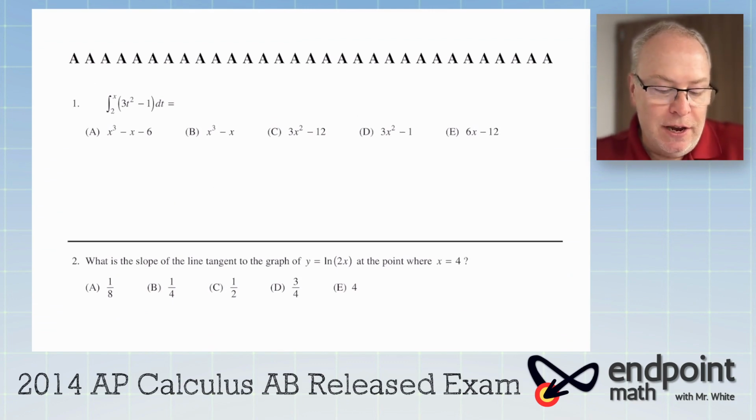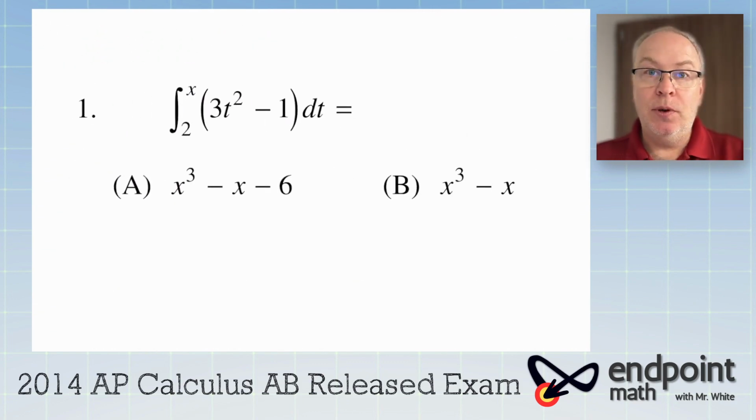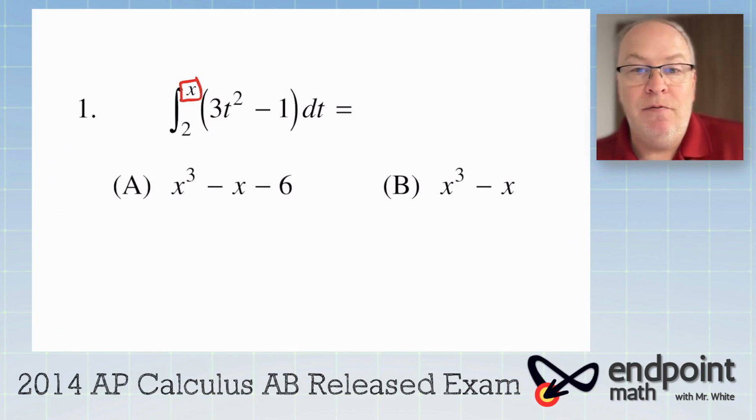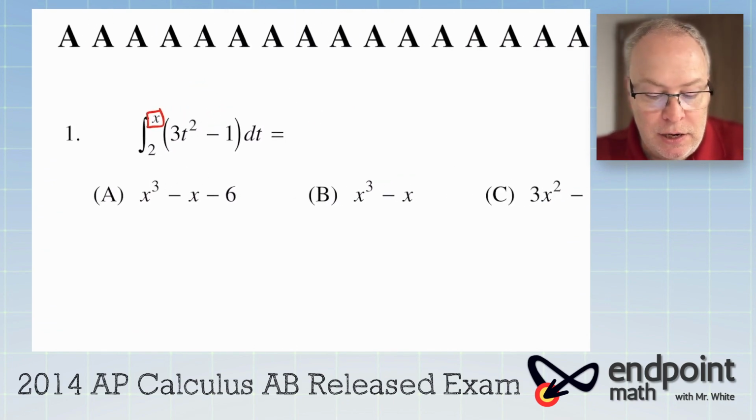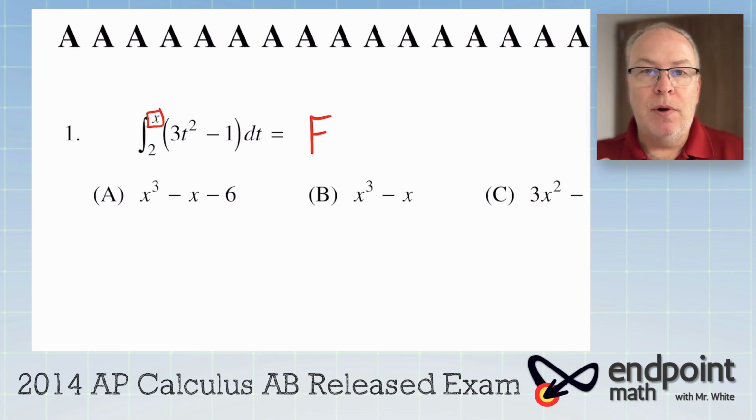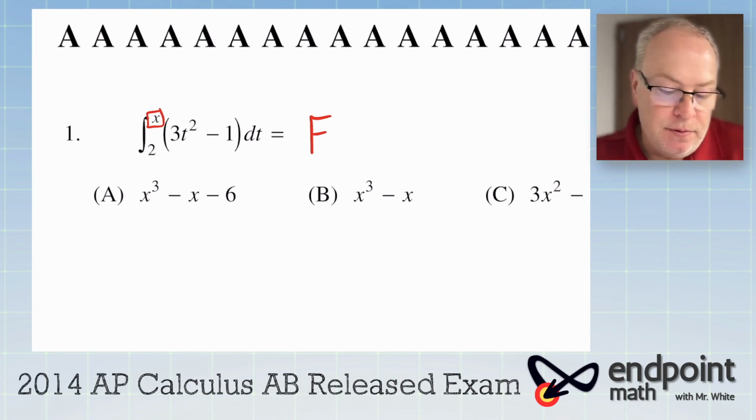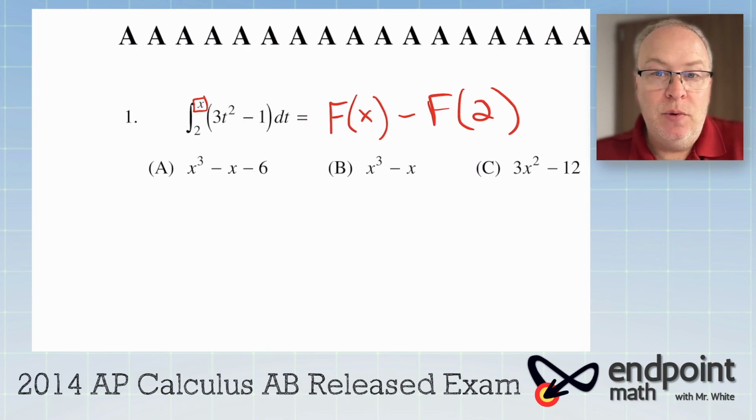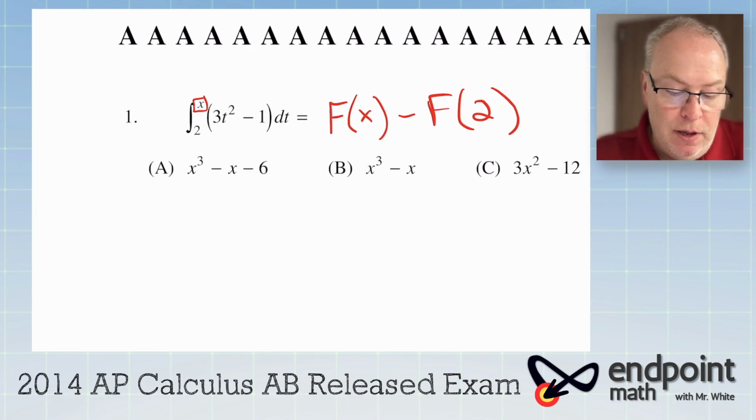So question 1 here, I see an integral. That means I'm going to be doing the antiderivative. I also notice that the upper bound is a variable. So after I do the antiderivative, remember we represent antiderivatives with the capital F typically. We're going to end up plugging x in, and then we're also going to plug 2 in, and do subtraction. So we do have to do the antiderivative of this here.